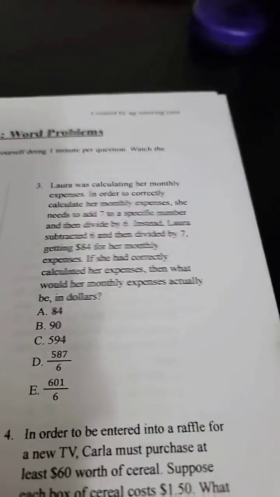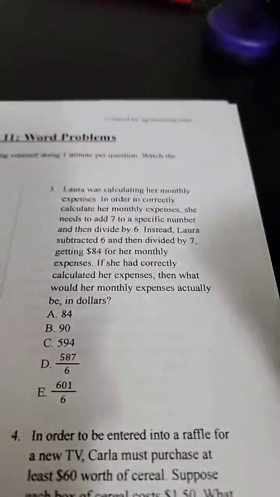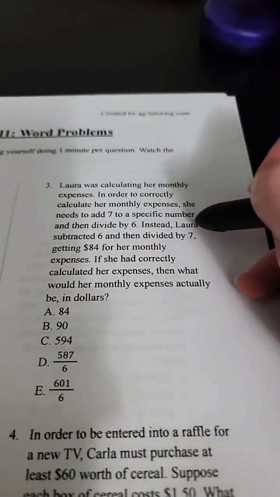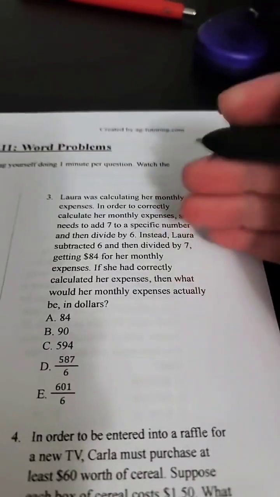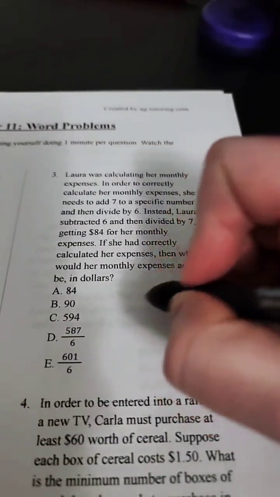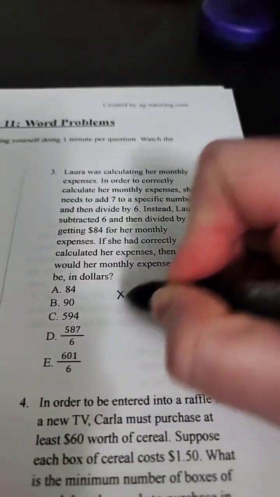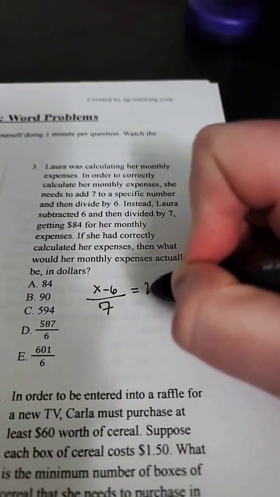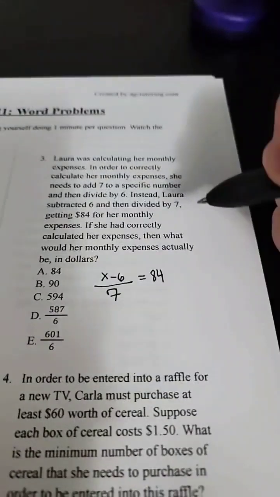So let's write an equation for this first scenario that they described, meaning what she actually did. Laura subtracted 6 from a number, so we're going to subtract 6 from a number, and then divide by 7. And then she got $84 for her monthly expenses.